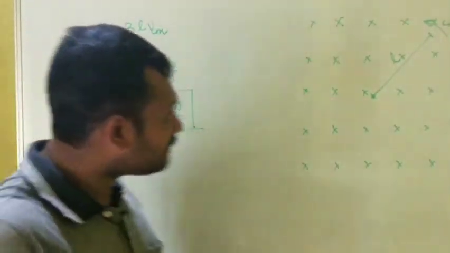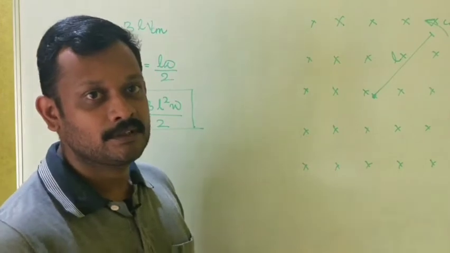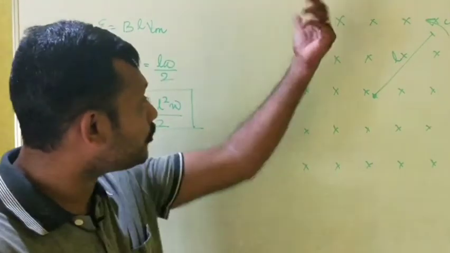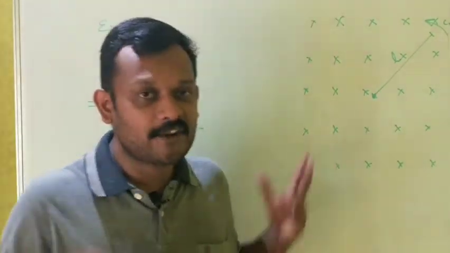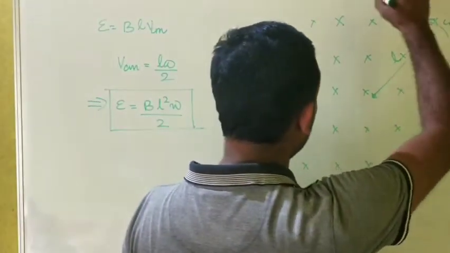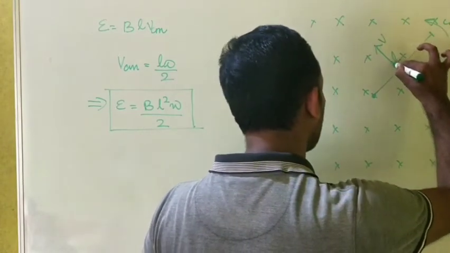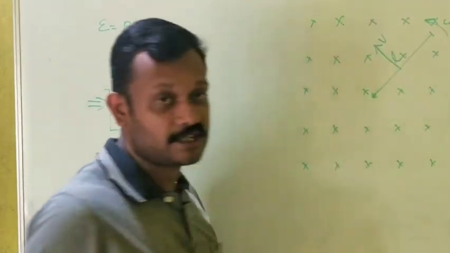This is the answer for induced EMF. Now the question comes: which end should be positive here? Which end of the rod is going to be negative? Here, the rod is rotated with an angular velocity omega, which means this is the direction of the velocity of the rod.